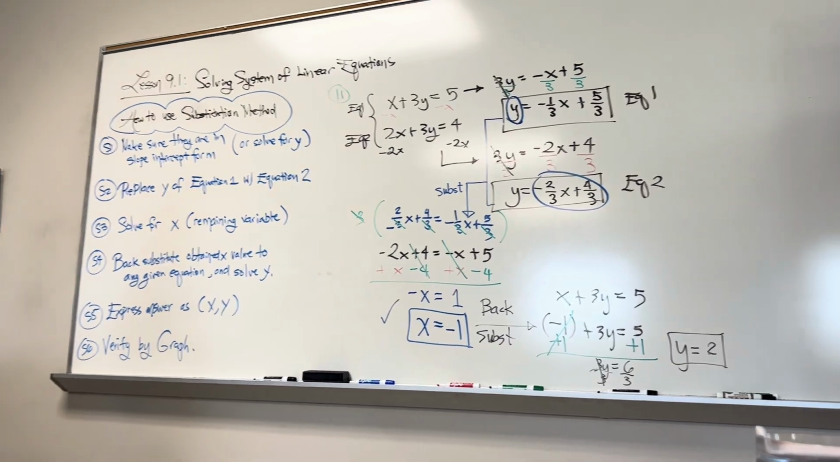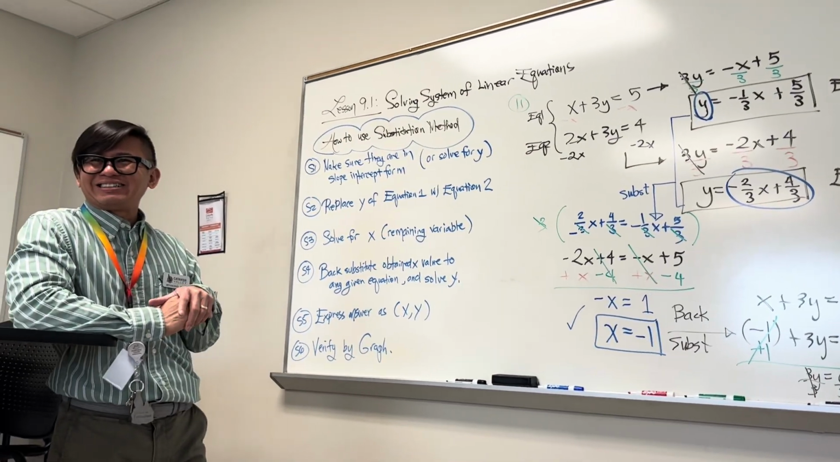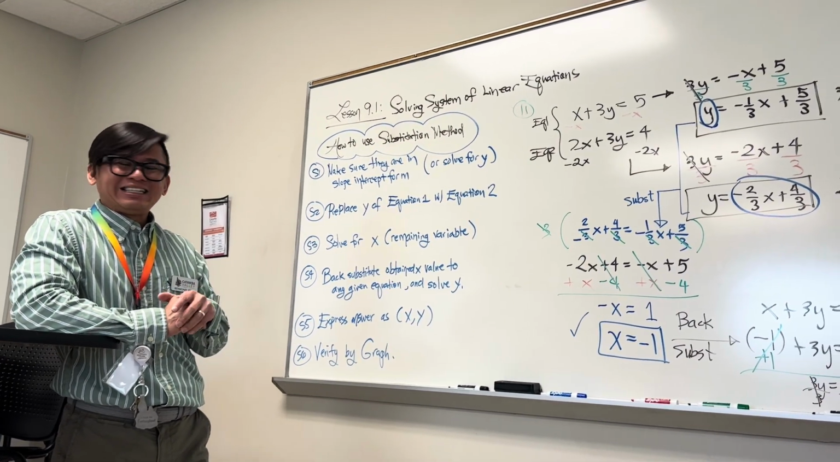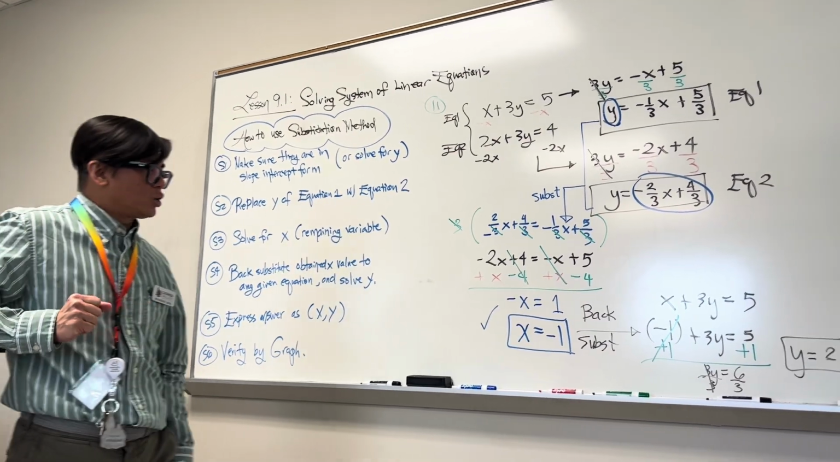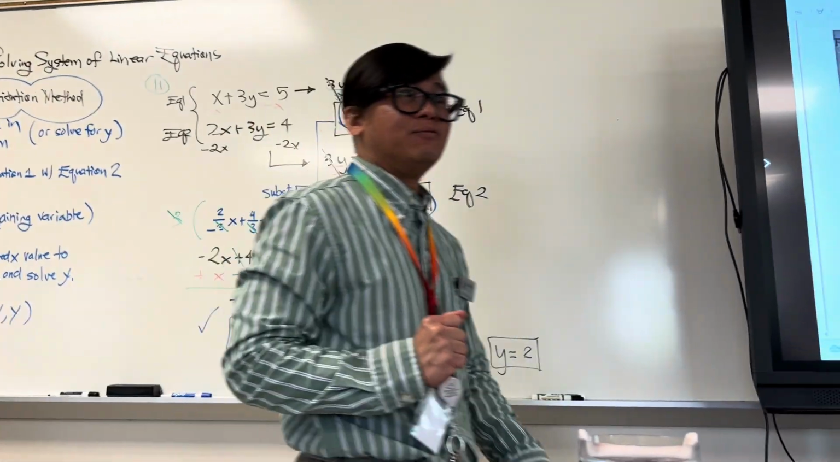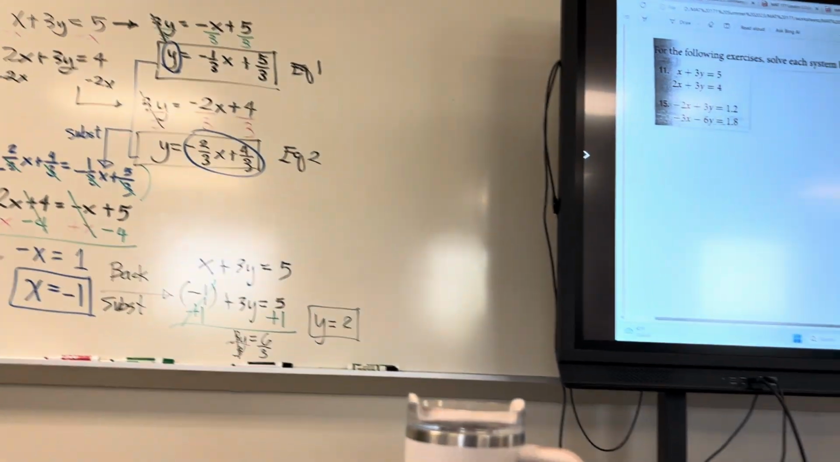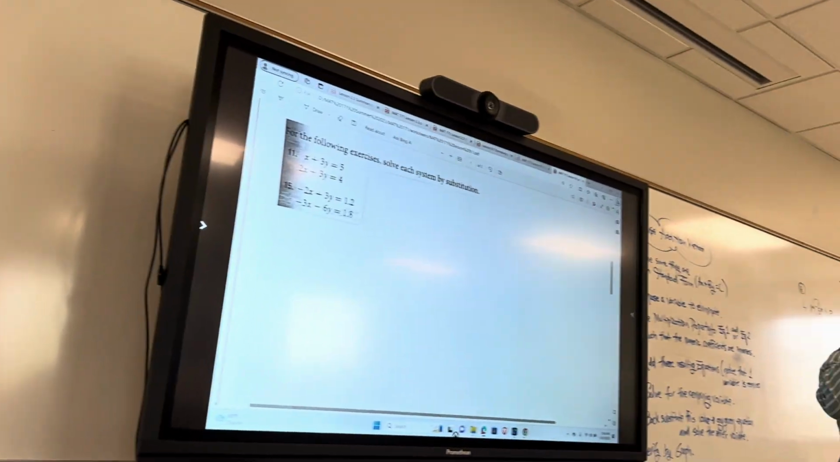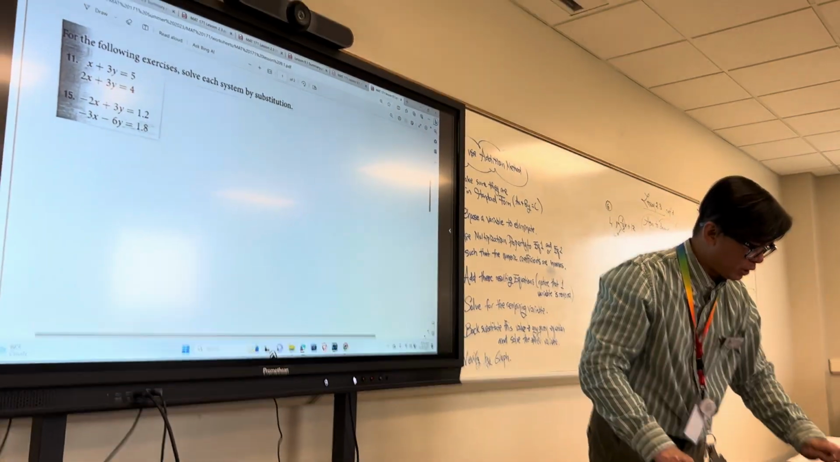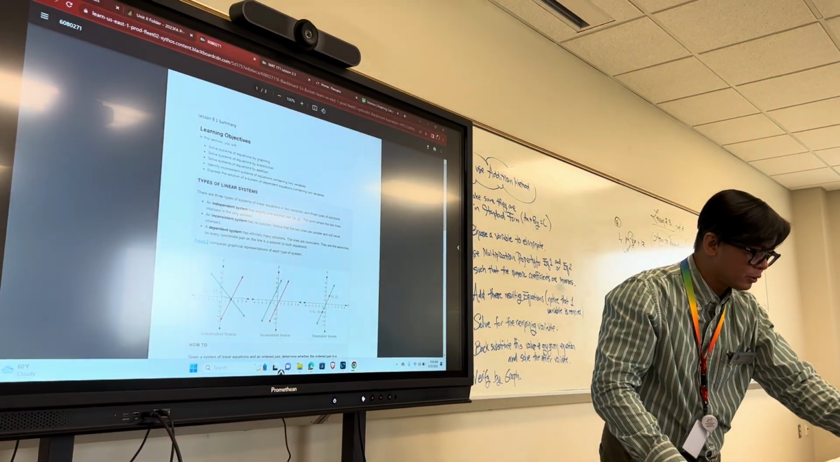Emma, let's read step number 5. How do you express your answer? Express your answer as x, y. Thank you. So our answer is what? Negative 1, 2. And, thank you, verify it by graphing. Let's see how it looks like. Ready? Okay, let's put it in here as follows.